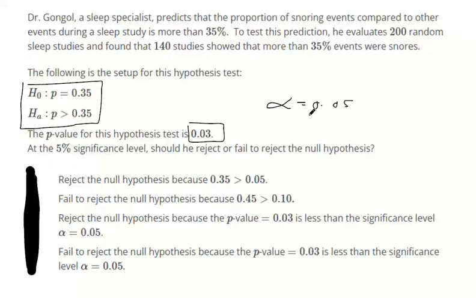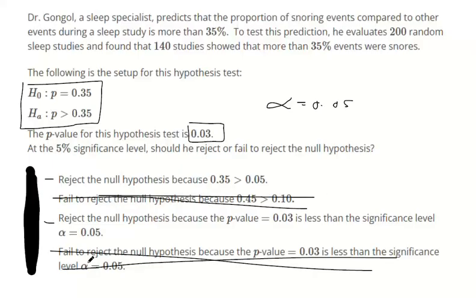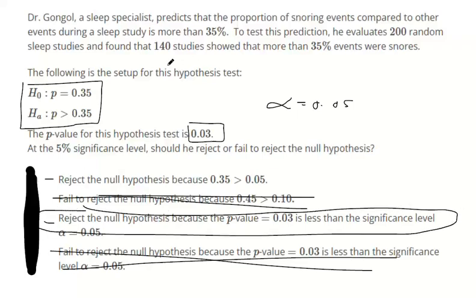Okay? And the reason, so here there's two options, reject, reject. These ones are out. The one we're going to choose is the one that compares the p-value to alpha. So third option here, reject the null hypothesis because the p-value is less than alpha. That's why we reject.